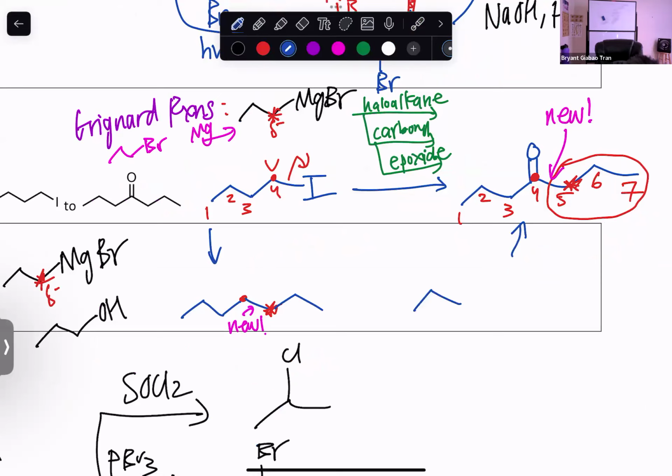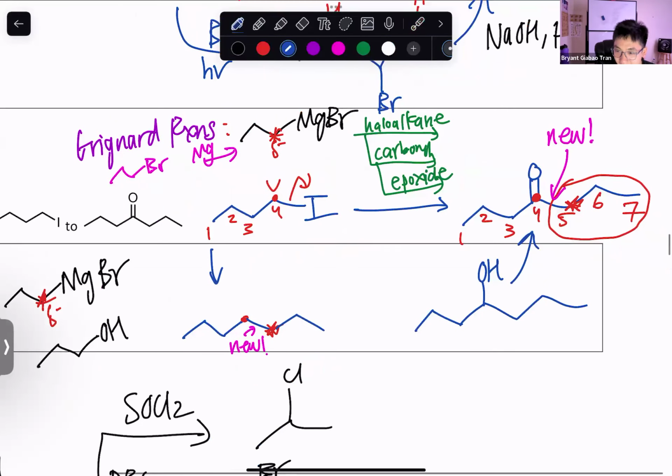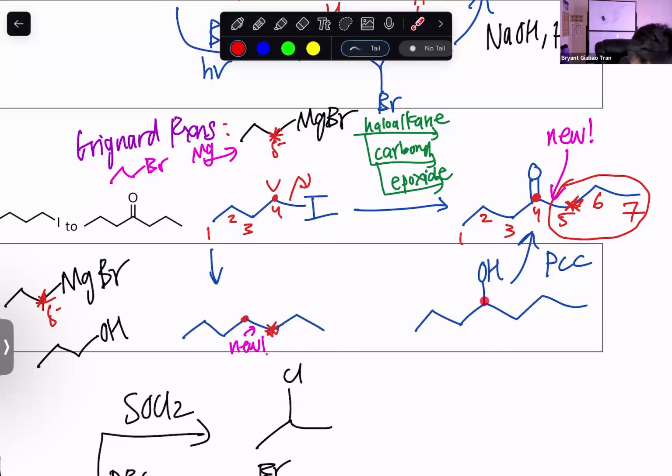Let's say that carbonyl came from an alcohol. What reaction did we just go over that would convert the secondary alcohol into a ketone? PCC, right? Or Jones, because this is a secondary alcohol, it does not matter. If it was a primary alcohol, then it would matter what you use, PCC or Jones.